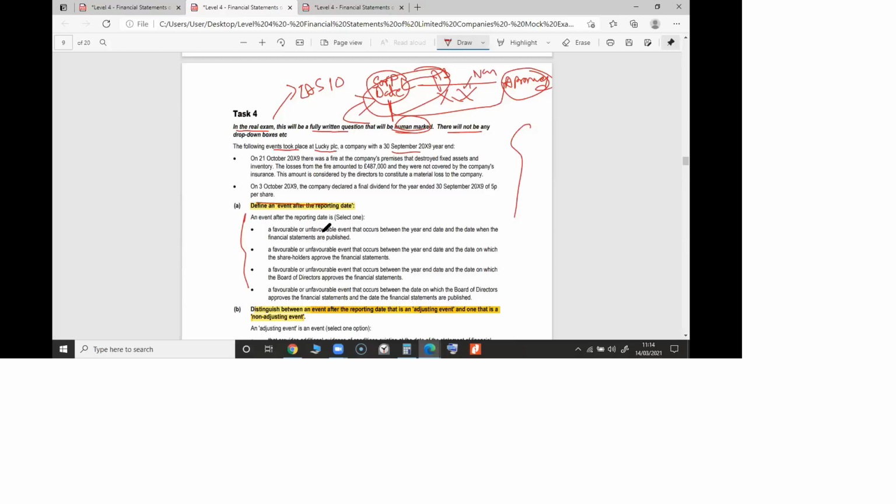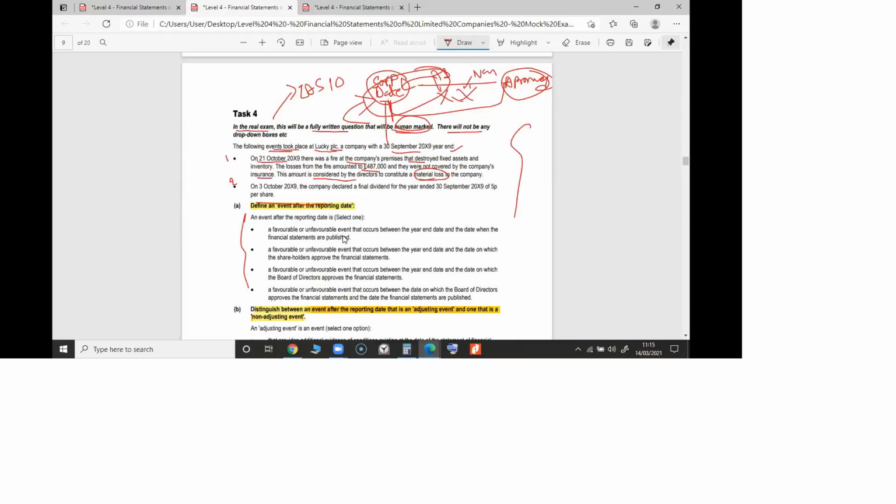Life would be easy in doing any or many of the questions. Okay. Reading it. The following events took place. Lucky PLC, a company with the 30th September 2019 year end. Two transactions. On 21st October 2019, remember the year end is 30th September, but it is happening on 21st October, there was a fire. The company's premises, fixed assets and inventory were destroyed. The losses were not covered by the company's insurance, so it's a big loss, considered by the directors to constitute a material loss.